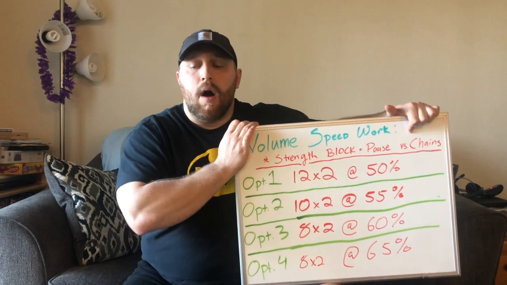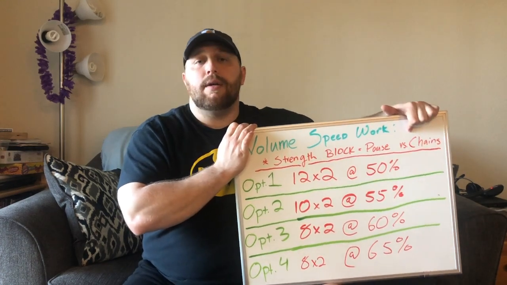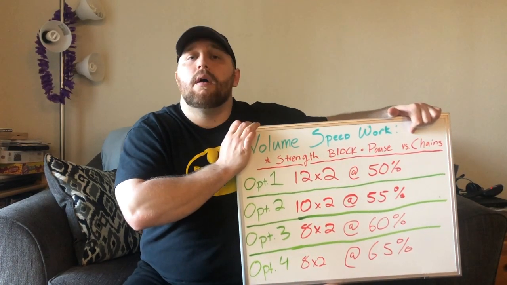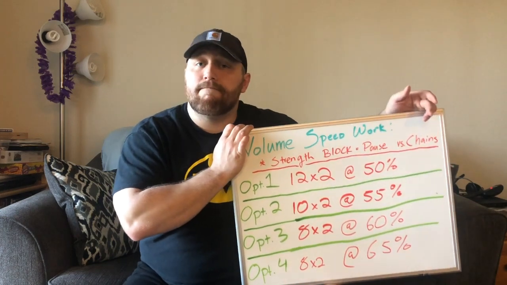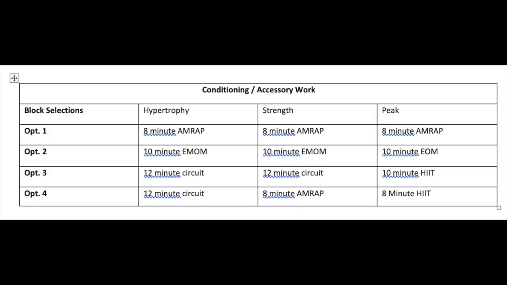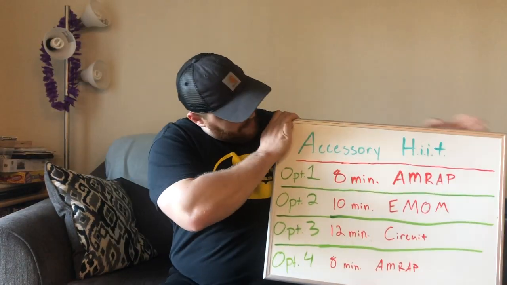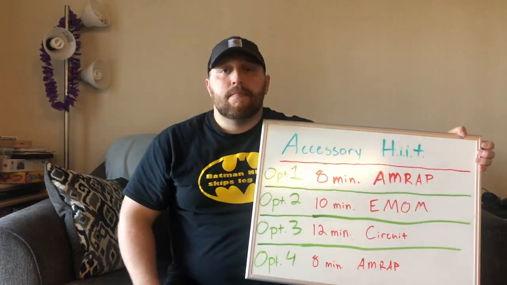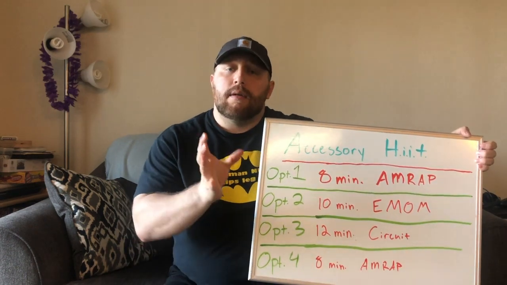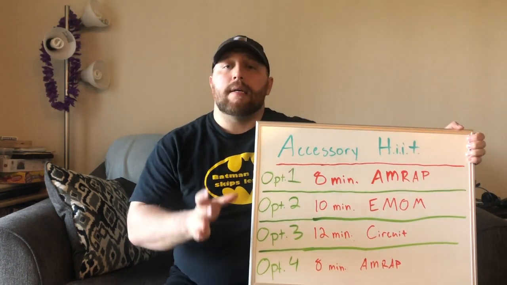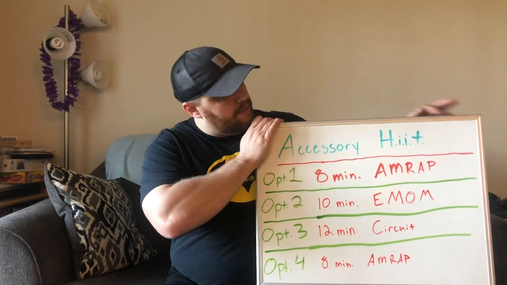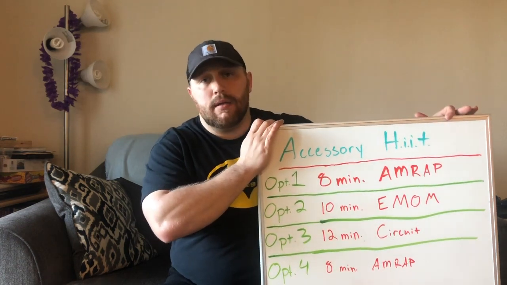Okay, now we're moving on to our accessory or HIIT exercises, and we'll go through how we're going to be doing that. Then here we have our conditioning and accessory work, which we have in 4 different options. Not too much difference between the blocks. All right, now the next step is to work in our accessory work, which we are going to be doing in high intensity interval training.